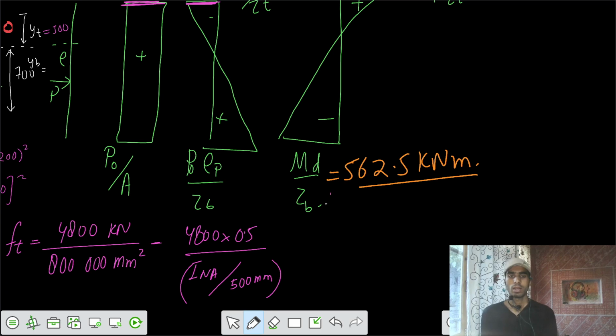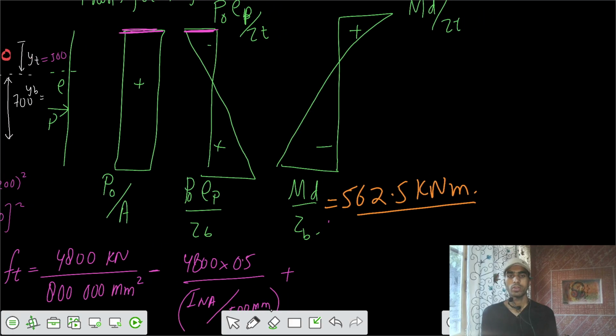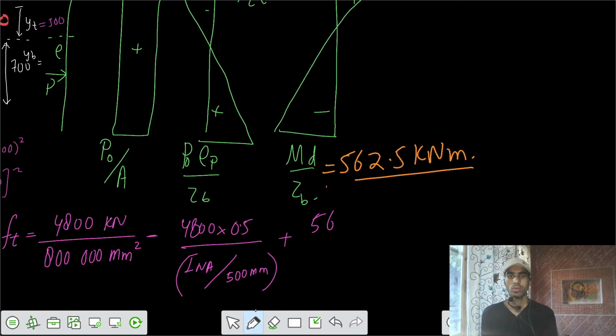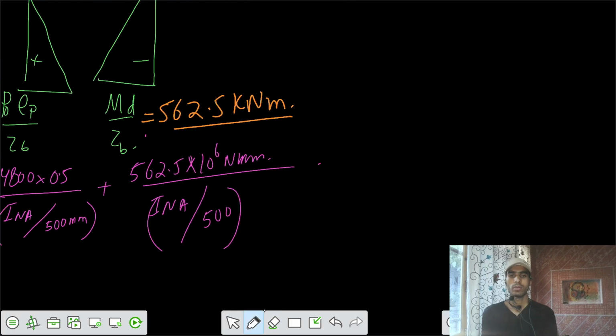Then the third stress is because of the dead loads. So that's plus. At the top we have positive: 562.5 10 to the power 6 Newton millimeters divided by I neutral axis divided by Y top, that is 500 millimeters. So you can solve the stresses. That comes out to be a final value of F top equal to minus 3.311 megapascal.